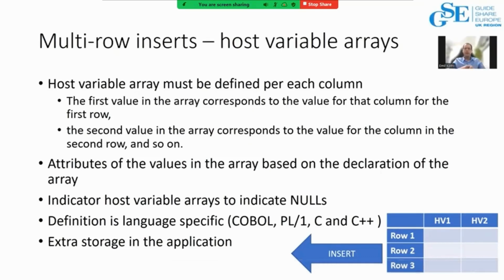So if you need indicators, you need another set of host variable arrays for the indicators. You would need another set of these variable arrays to indicate nulls if you want to use them in your insert. And of course, this all requires extra storage in your application. So if you are updating your existing application, it will require some rework, right?